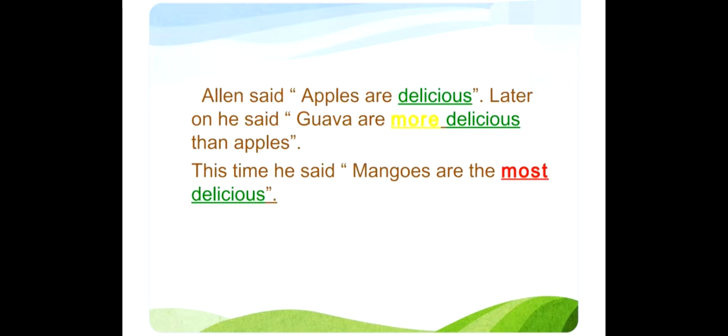Ellen said apples are delicious. Later he said guavas are more delicious than apples. This time he said mangoes are the most delicious. Here in this example we use all three degrees: first the simple positive degree, second the comparative degree, and third the superlative degree.